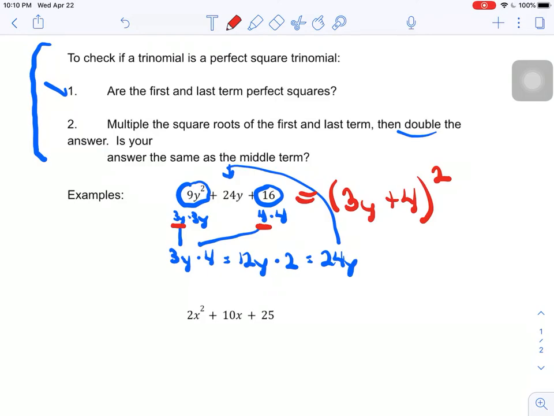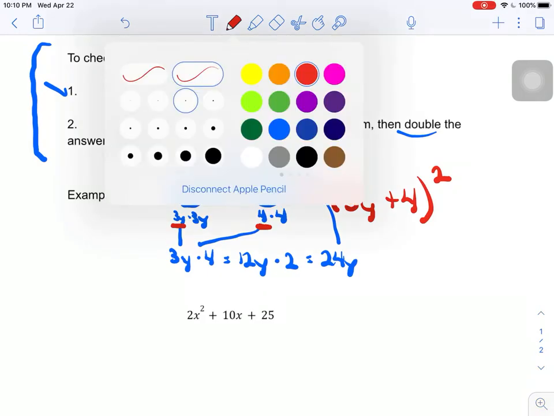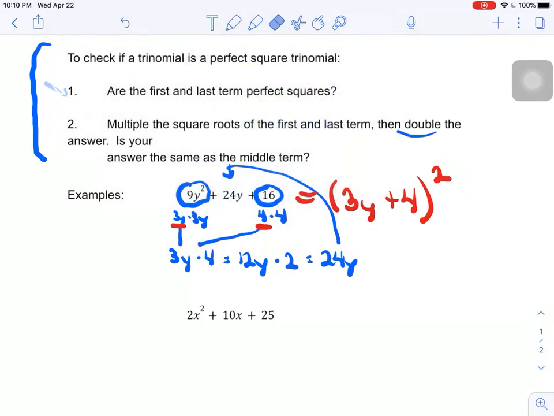So here's another example, so we can practice following these steps. The very first thing we want to check is, are the first term and the last term perfect squares? In this problem, this is a perfect square. This is 5 times 5. But this, not a perfect square.